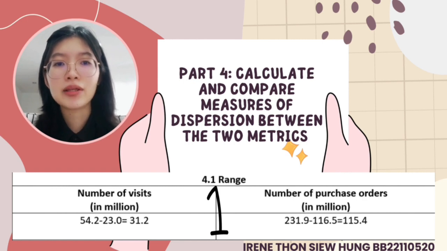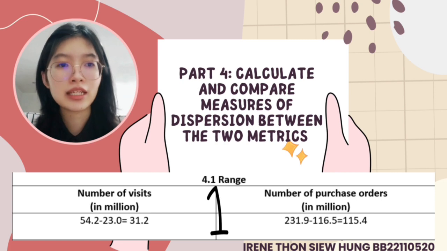My name is Irene Tong Hong, and I'm the one to present part 4, which is to calculate and compare the measures of dispersion between the two metrics. To calculate the range, we take the difference between the maximum value and minimum value in a sample. As we can see from the slide, the number of purchase orders is higher than the number of visits to the 30 e-commerce companies, which is 115.4 million and 31.2 million.